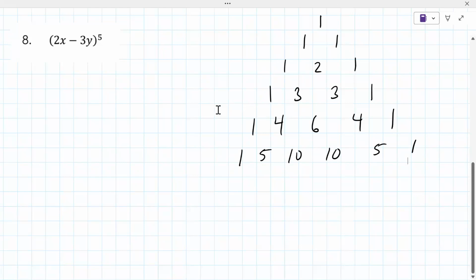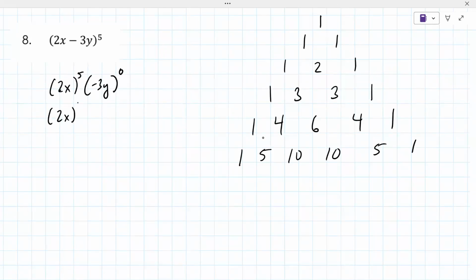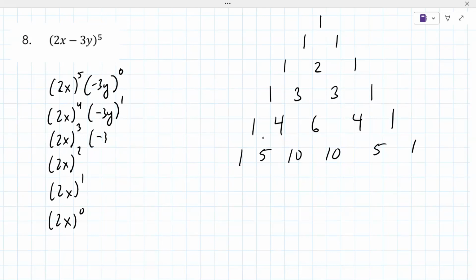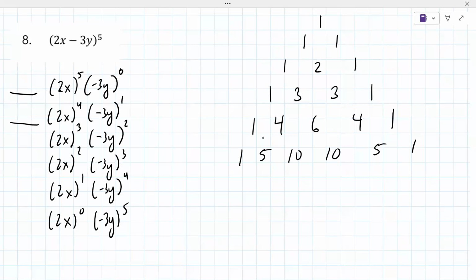I believe we did this one or one like it. You can't come up with that many variations on these that are reasonable to do by hand. You start with 2x to the power of 5, minus 3y to the power of 0, and then you just go down by 1 each time. Minus 3y to the power of 1, minus 3y to the power of 2, minus 3y to the power of 4, minus 3y to the power of 5. And then you have to fill in the coefficient from that list in all of them.